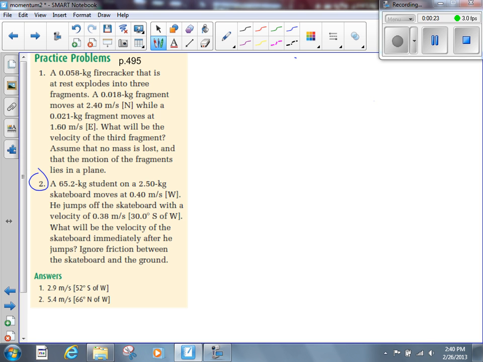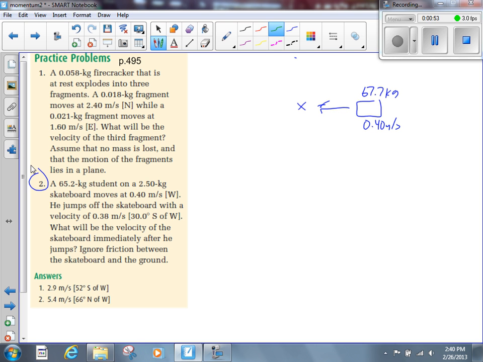Let's draw a picture. Here's the skateboard. The skateboard initially includes the mass of the student, so we're going to say that its mass is 67.7 kilograms, and its velocity is 0.40 meters per second to the west. That's before anything happens, before the event, the interaction, the explosion, for lack of a better term, happens. The explosion or the event happens right here.